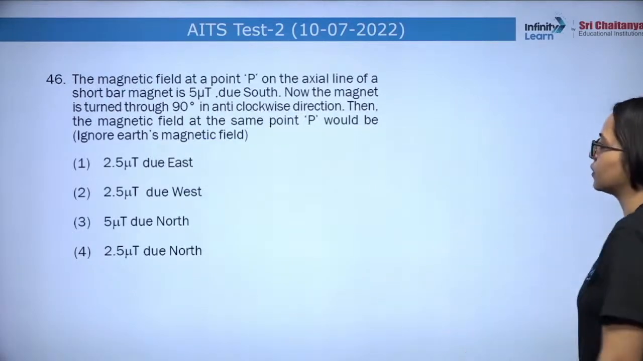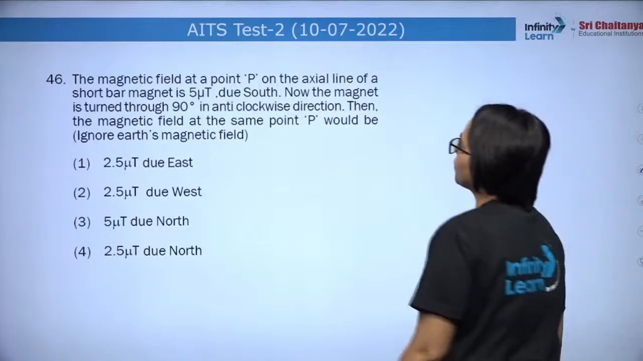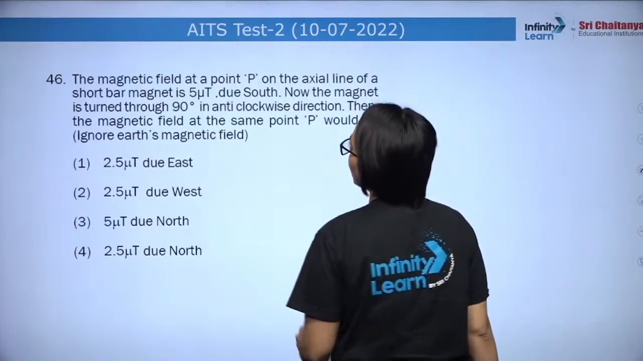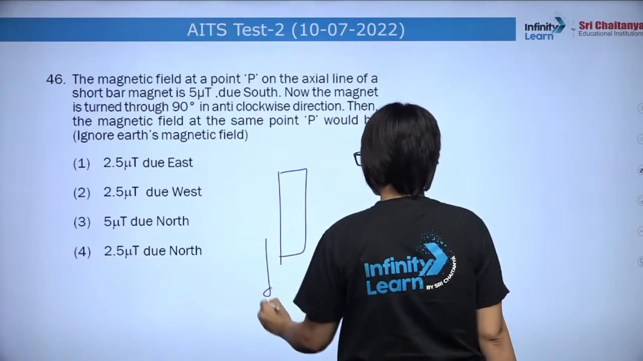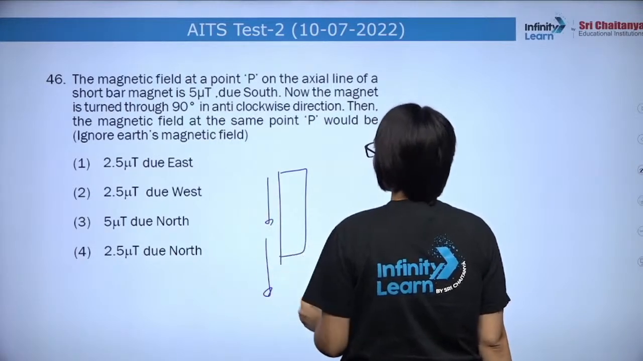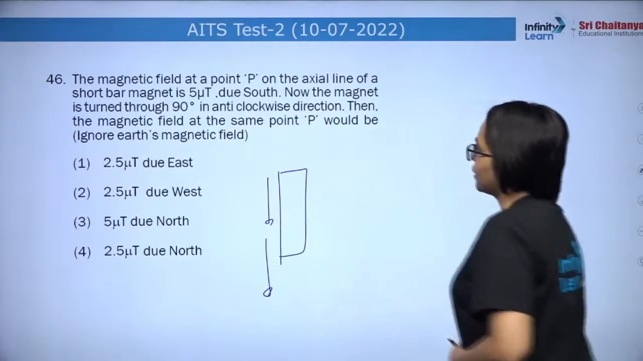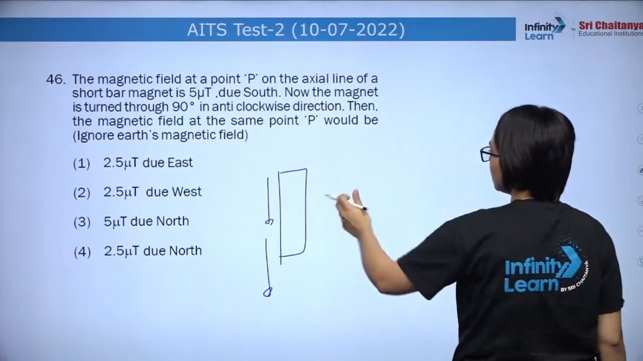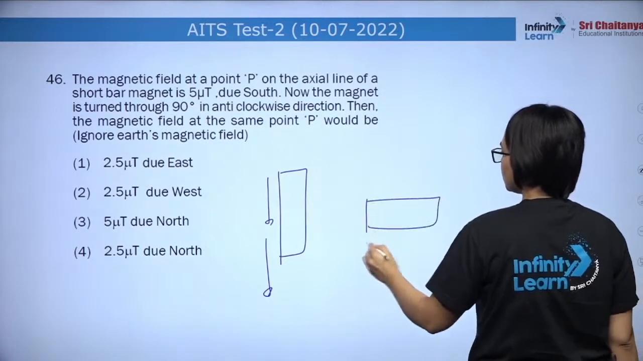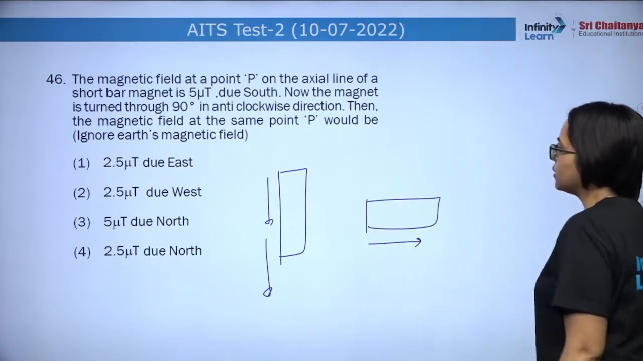Next is this one, 46. The magnetic field at a point P on the axial line of a short bar magnet is 5 microtesla due south. So it is in the same direction as the magnetic dipole moment. Now the magnet is turned 90 degrees in the anti-clockwise direction. So we are turning it in the anti-clockwise direction like this. So this will be the direction of the magnetic moment.